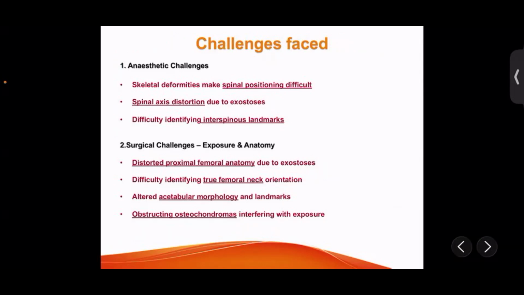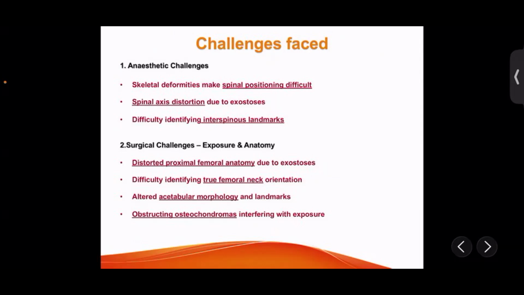We don't really go all the time with the spinal anesthesia, but that can also be a challenge for them as well, because of the interspinous landmarks being difficult to identify. And surgically, like I said, the whole femoral anatomy is very distorted. Your true femoral neck itself, the orientation is a huge challenge because it's more internally rotated and it's way more hypertrophied.